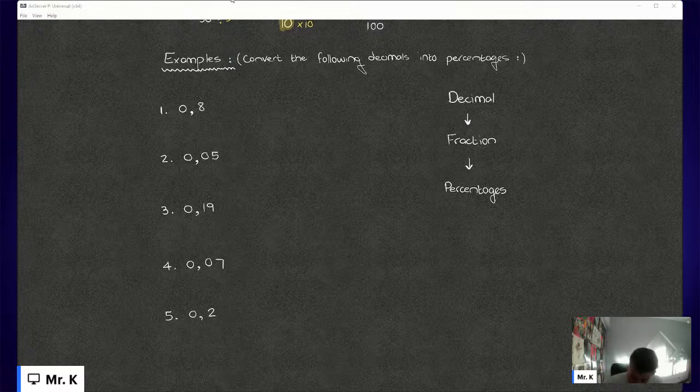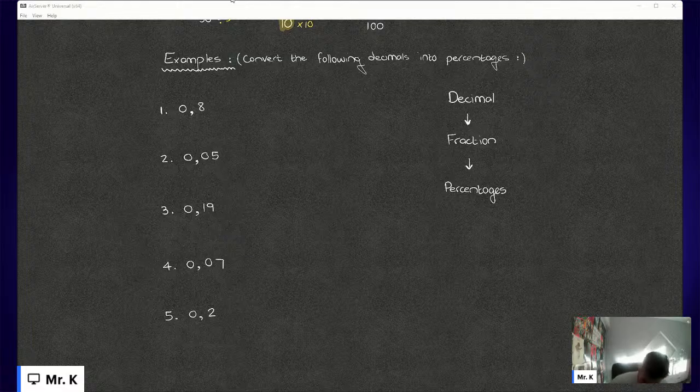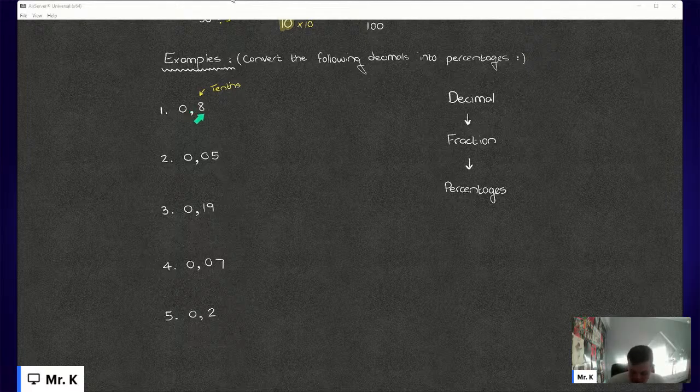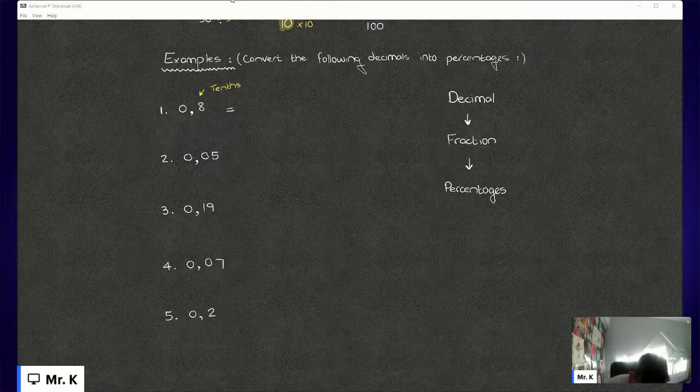So, looking at the examples we have over here, 0.8, grade 7s, we know that the 8 is sitting in the 10th position, right? It is the first decimal value or the first digit after the decimal comma. So, because we are working with tenths, it means that we would change this into a fraction out of 10, right? It's going to be the fraction 8 out of 10.